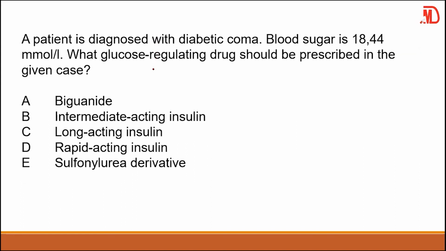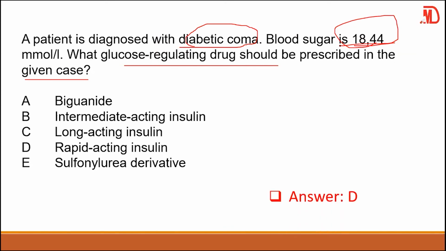A patient is diagnosed with a diabetic coma. Sugar 18. What glucose regulating drug should be prescribed in the given case? This is a severe case. So what are you going to give? Who's telling me the answer? Quick. Rapid acting. Rapid acting. Exactly. If you're going to use long acting, you're going to kill the patient. So rapid acting, please.